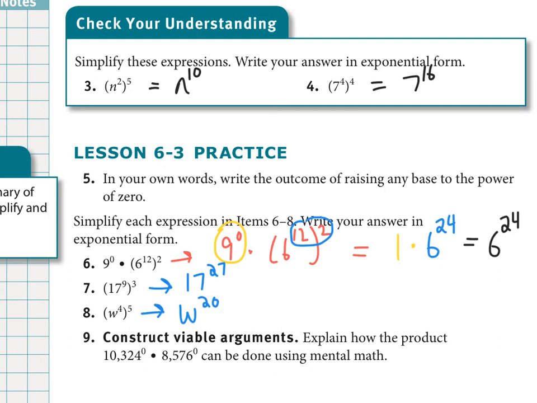Look at number 9. Think about this. How could we explain the product of 10,324 to the 0 times 8,576 to the 0? How could we do that with mental math? Those are some big numbers. Do you really think we could do that without a calculator? I think we can. Look at this number and look at this number. They're both just something to the 0 power. So the first number is 1, the second number is 1, and 1 times 1 is 1. All right, so that is it.